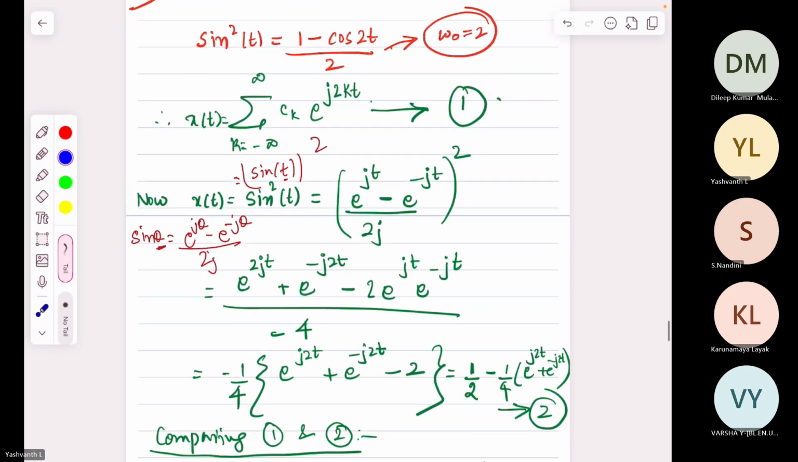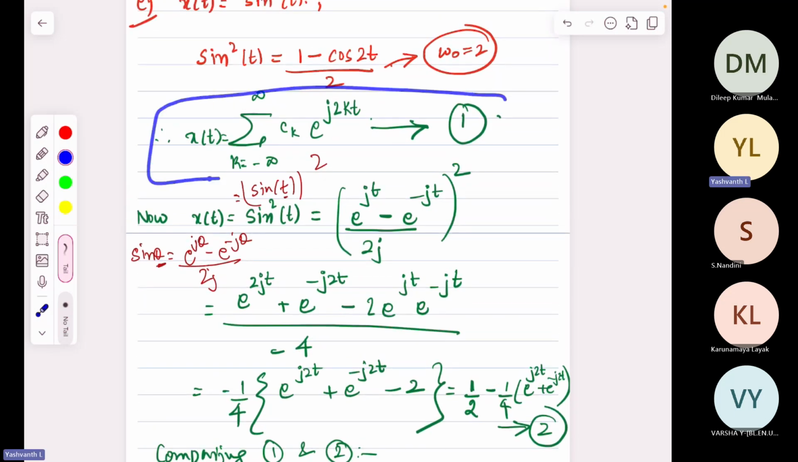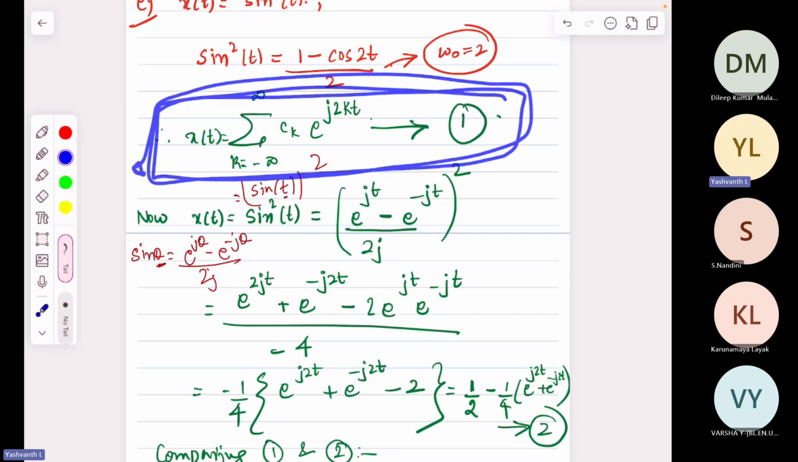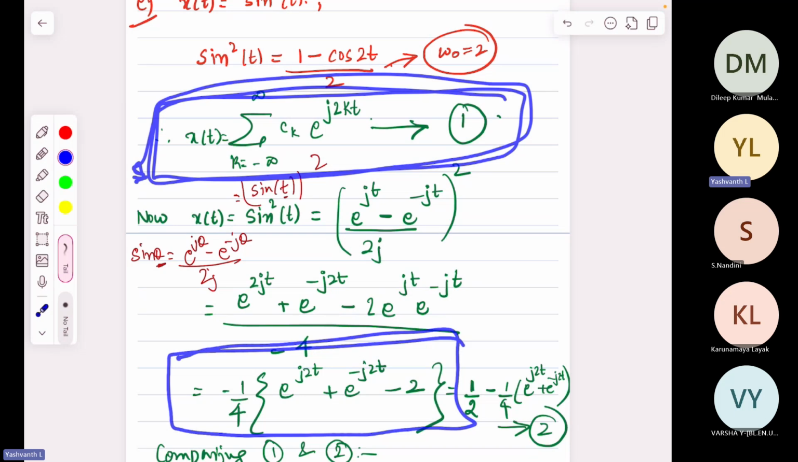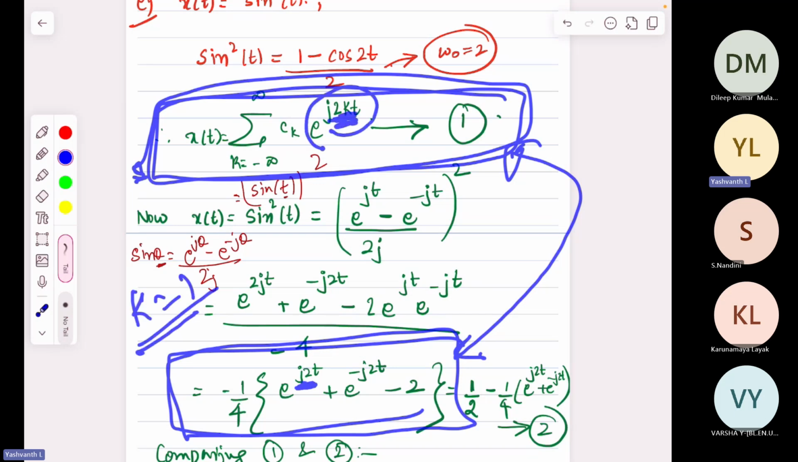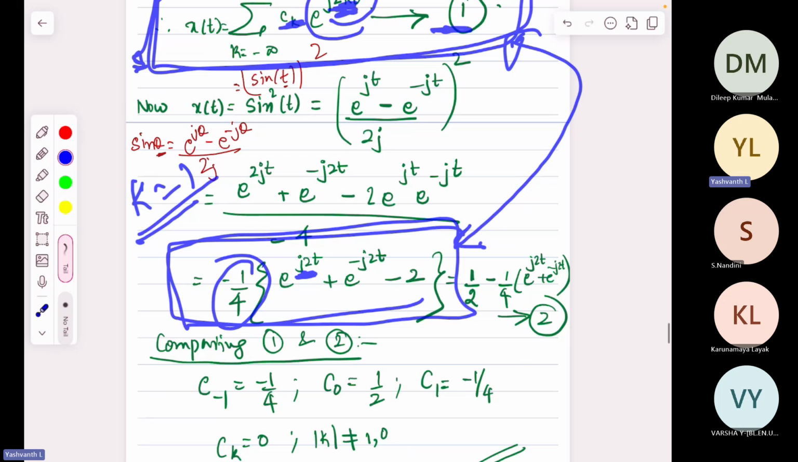Now, see equation 1. This is the general expression for the Fourier series of this particular x of t. The actual Euler's expansion of x of t is given by the below term. Now do the term by term comparison. I have e power j2t here, and I have e power j2kt. Therefore, if I put k equal to 1, I will get e power j2t in equation 1. Therefore C1 is minus 1 by 4. Right? That's what I wrote. C1 is minus 1 by 4.